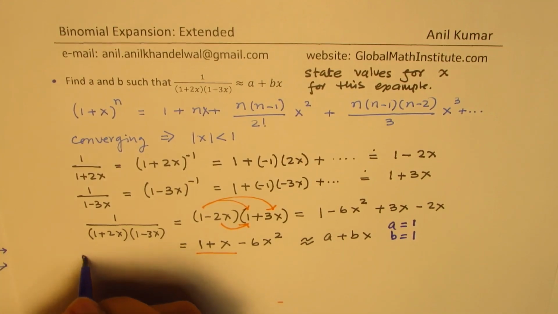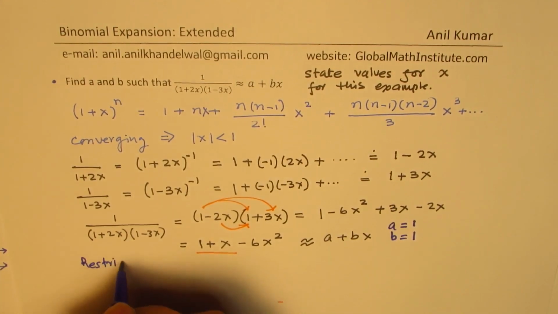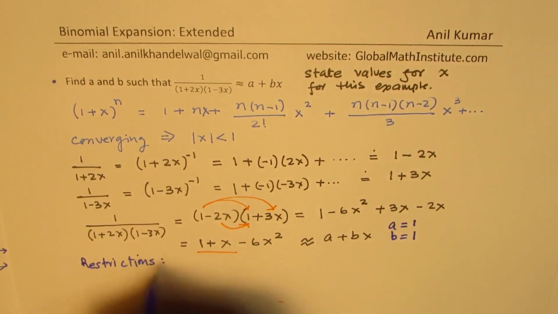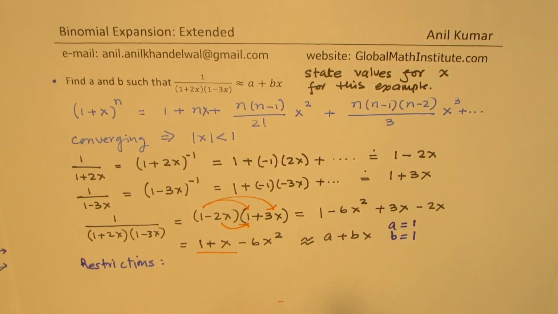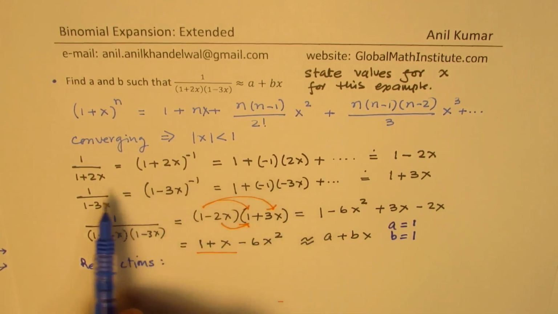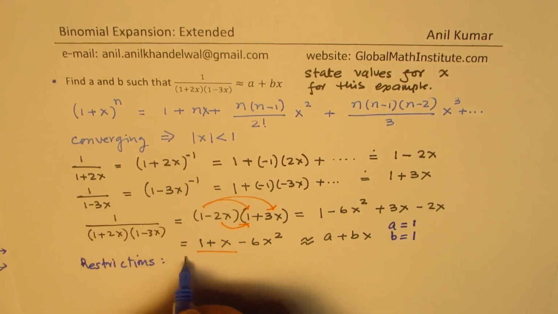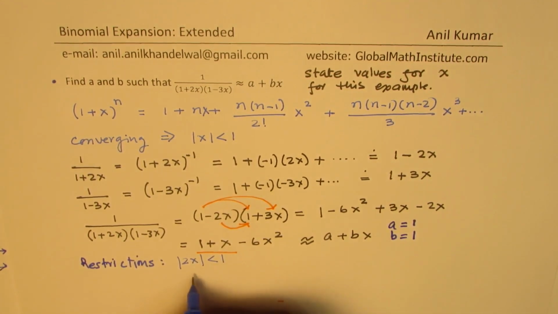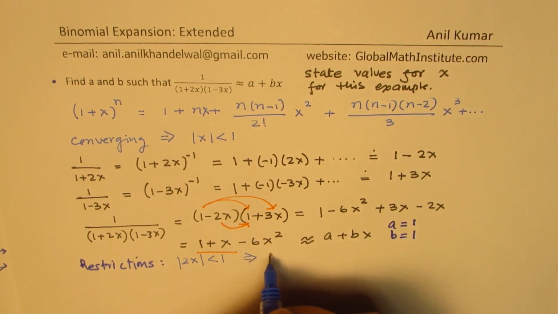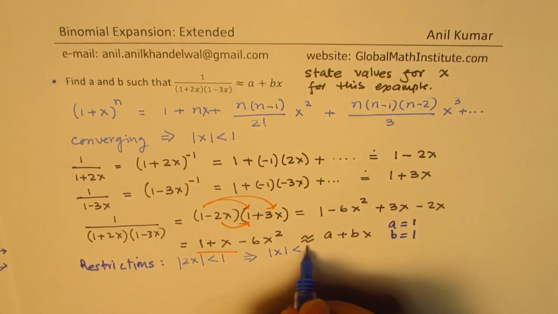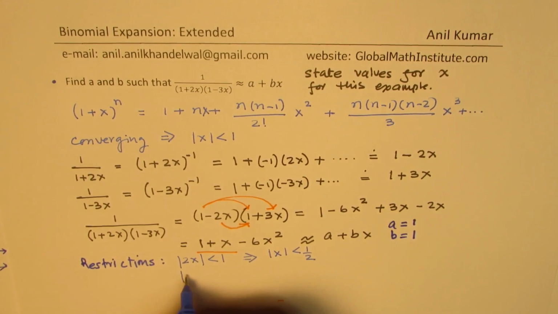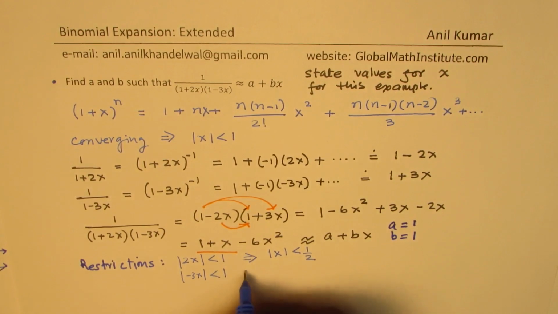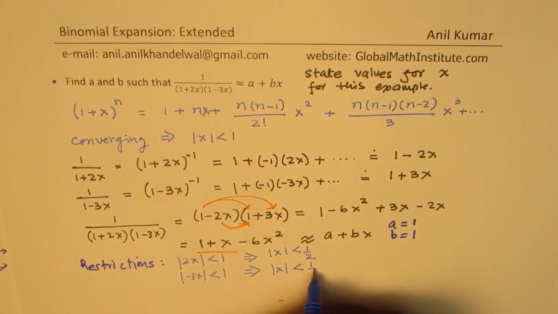And now let's talk about restrictions. So clearly, one of the restrictions here is that the absolute value of 2x should be less than 1. And that gives you the condition that the absolute value of x should be less than half, right? The other is that the absolute value of minus 3x, which is 3x, should be less than 1. And that gives you the condition that the absolute value of x should be less than 1 over 3, right?